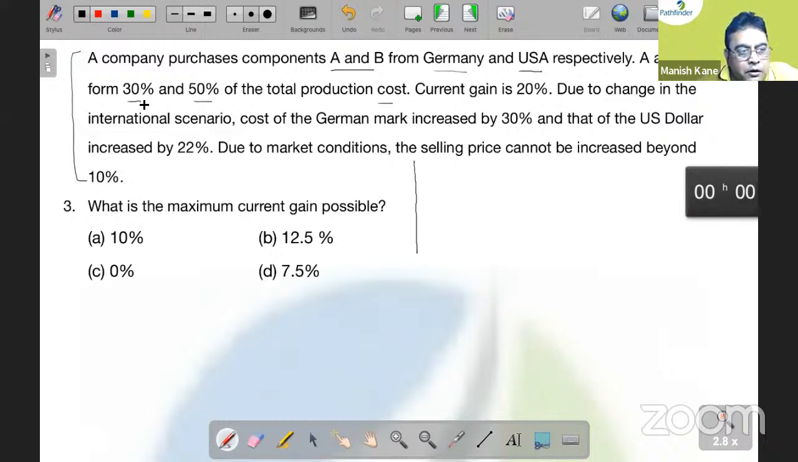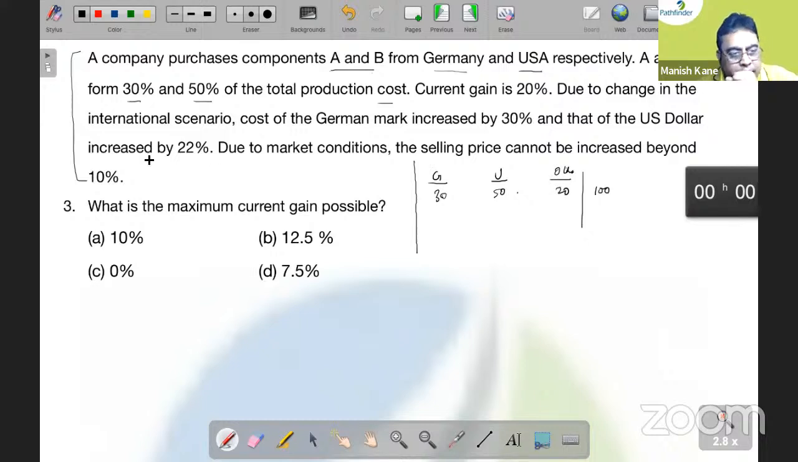So component A and B form 30% and 50% of the total cost. So if the total cost is 100, the German component will be 30%, the US component will be 50%, and there will be some other component which you don't know from where you are purchasing, that will amount to 20%.